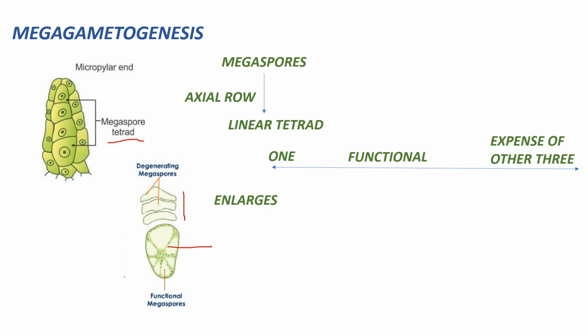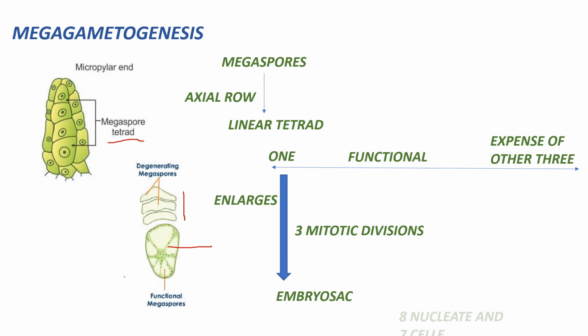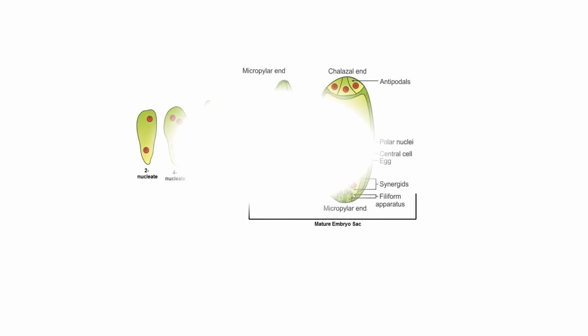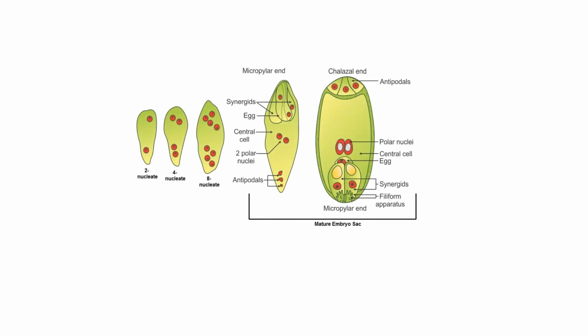The functional megaspore enlarges in size and undergoes three mitotic divisions to form the embryo sac. This embryo sac is 8 nucleate and 7 celled. The other three megaspores degenerate. Let us see the formation of embryo sac from functional megaspore in detail with the help of this image. Firstly, the functional megaspore enlarges in size and undergoes mitosis. After the first mitosis, it enters the 2 nucleate stage. After the second mitosis, it enters the 4 nucleate stage. After the third mitosis, it enters the 8 nucleate stage.